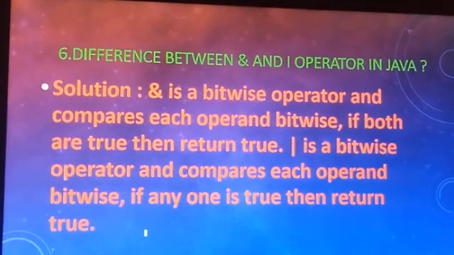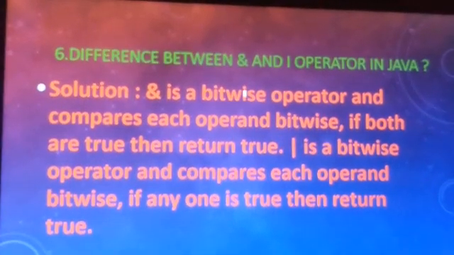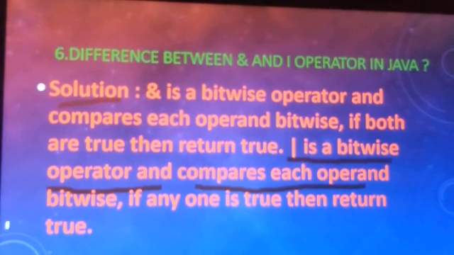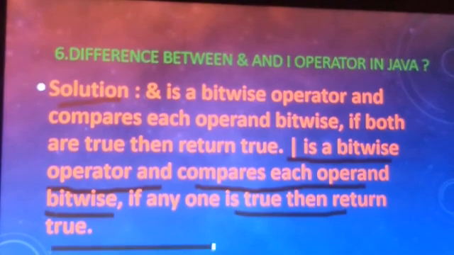Sixth question is, difference between AND operator and OR operator in Java. Solution: the AND operator is a bitwise operator and compares each operand bitwise. If both are true, then it returns true. The OR operator is a bitwise operator and compares each operand bitwise. If any one is true, then it returns true.